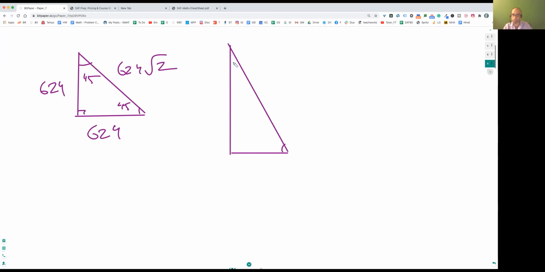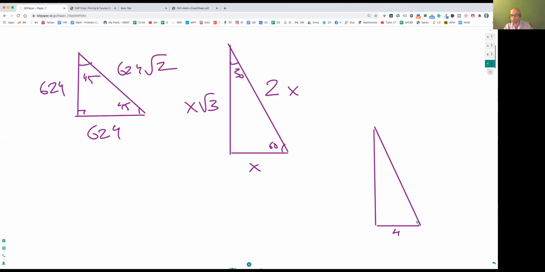This is 60, this is 30. In this triangle, what happens? This larger side is always taken to be 2x. This side is taken to be x, and this side is taken to be x square root of 3. Doesn't matter what this x is. So let's say someone told you this x is 4, in a 30, 60, 90.